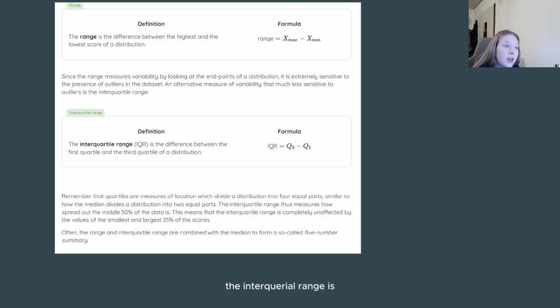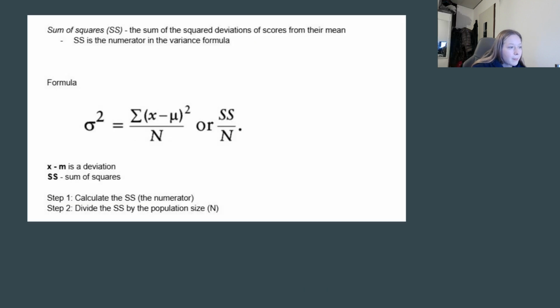The interquartile range is the difference between the first quartile and the third quartile of a distribution. And the formula for it is Q3 minus Q1. Variance, a measure of variability for the average square distance that scores deviate from the mean. The value of variance can be 0, meaning there is no variability, or greater than 0.